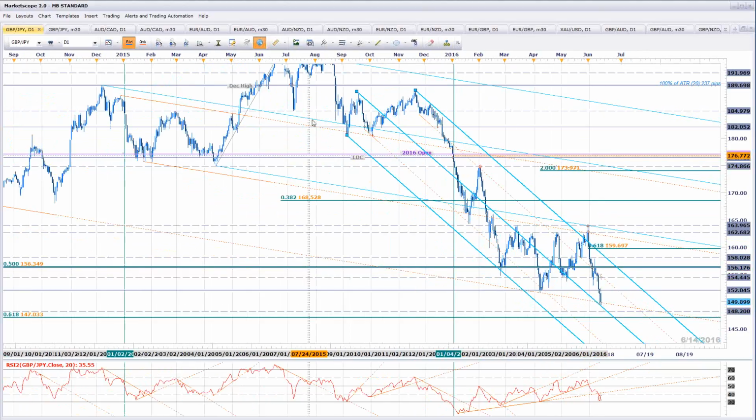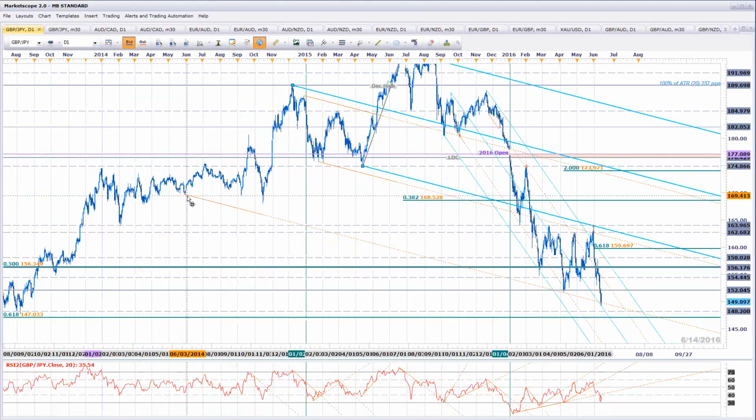I also want to highlight the broader formation that we were trading in off the highs from December of last year, a sliding parallel of that slope has caught not only this low from May, but the low that we made earlier in the year in April, and converges on this region right now.